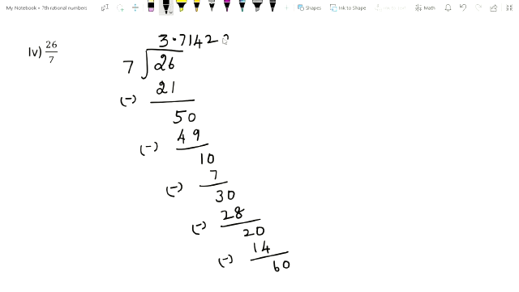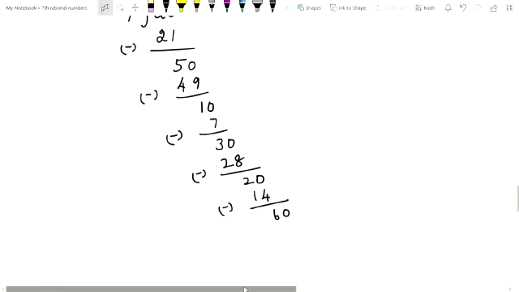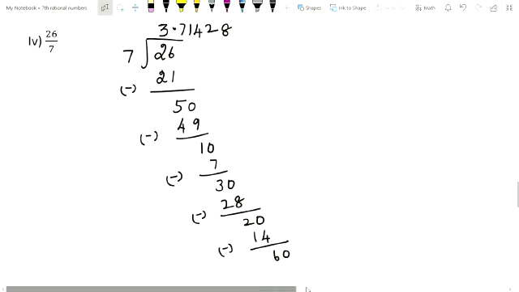60. So 8 sevens are 56. Now subtract this, what you will get? 4. Add 1 0, 40. In 40, 5 times, 5 sevens are 35.